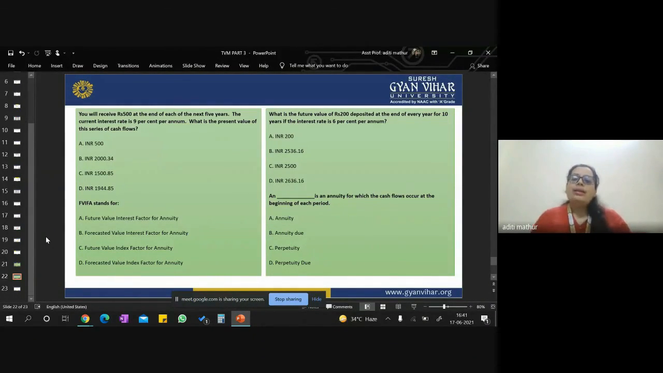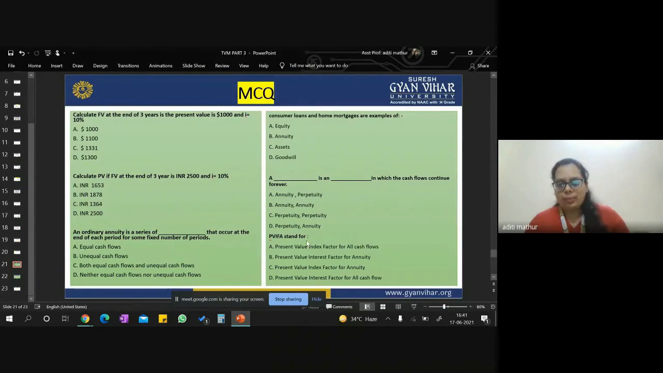Right, generally these types of questions are asked in the examination: what does FVIFA stand for, or what does PVIFA stand for. You should know the exact full forms of the abbreviations, because it might be very confusing when it comes to MCQs. So please be very clear with all the nitty-gritties of this chapter.